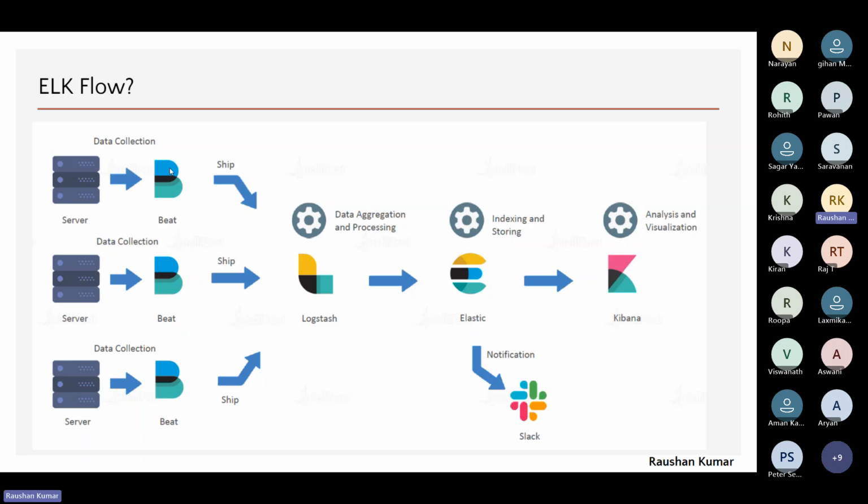The Beats, the agents, can send information to Logstash. This is optional. Logstash is optional. Beats have the capability to directly send the data to Elasticsearch as well. So I'm just showing you one of the options, that Logstash can also act like a data aggregation and processing tool, which processes the information and formats the information so it is understood by Elasticsearch, or Beats can directly send. Once the information has come to Elasticsearch, I can query Elasticsearch using Kibana and get some meaningful insights.